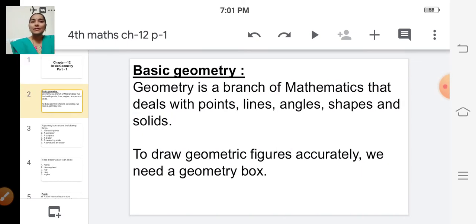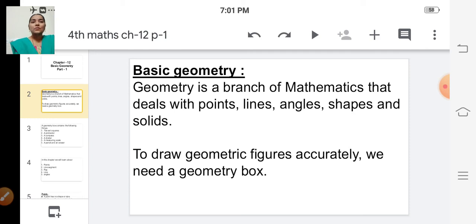So basic geometry. In this chapter we will be learning only basic things about line, angle, what is a point, only basic things. It is a very easy and interesting and very small chapter only. So shall we move on to the topic?